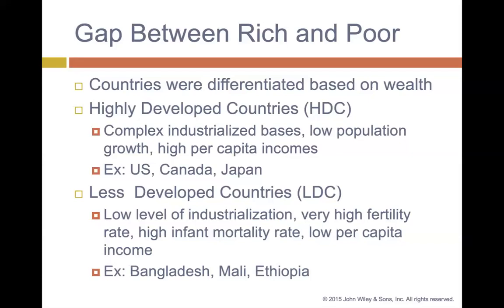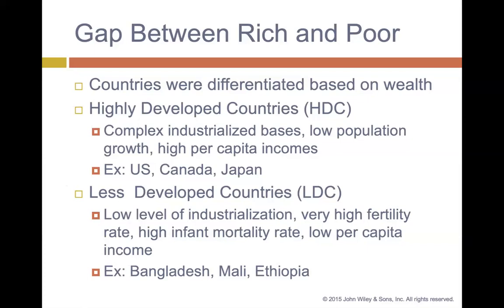Countries were differentiated based on wealth. There was a study done looking at the gap between the rich and poor. We differentiated the countries based on wealth, looking at highly developed countries that have complex industrial bases, low population growth, and high per capita incomes. For example, the US, Canada, and Japan.